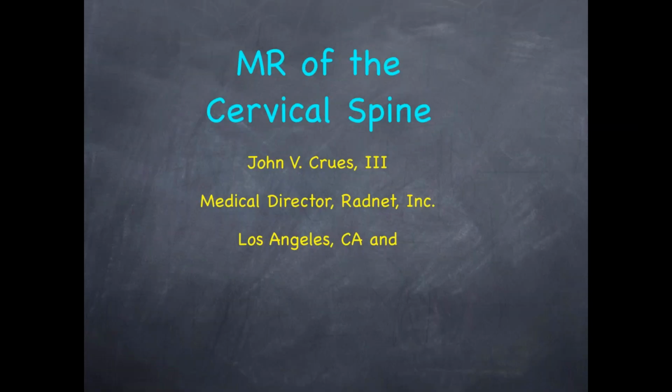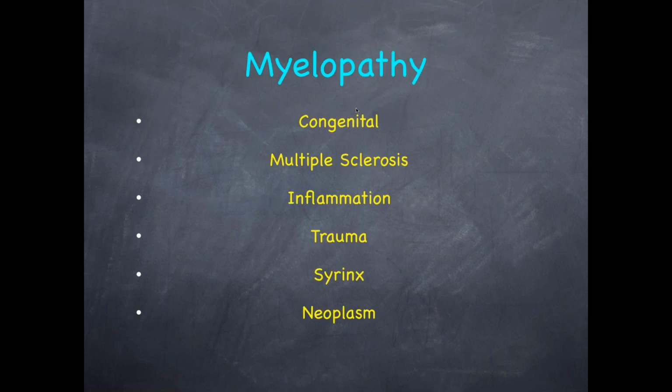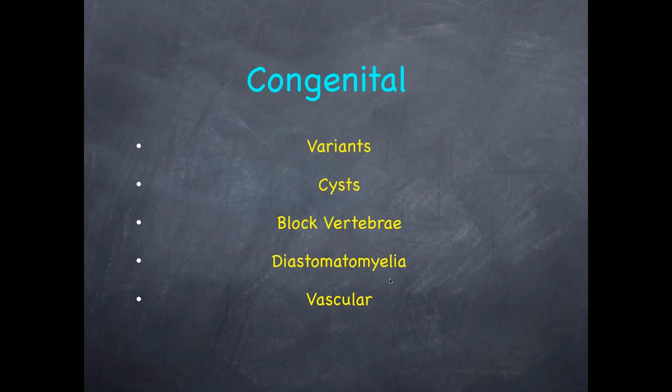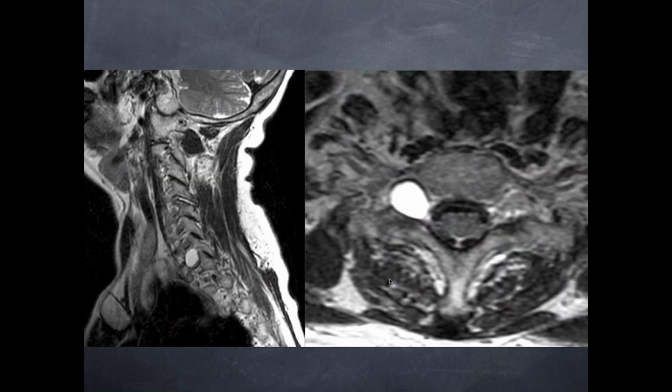Okay, so we'll move on in the spine here, and now we'll talk about myelopathy. We'll start out with a little bit of congenital disease, MS, inflammation, trauma, syrinx. We probably won't get to neoplasm this year. Okay, so let's start with congenital. We'll talk about some variants, cyst, blocked vertebra, diastematomyelia. We've already seen a little bit of that, and some vascular things.